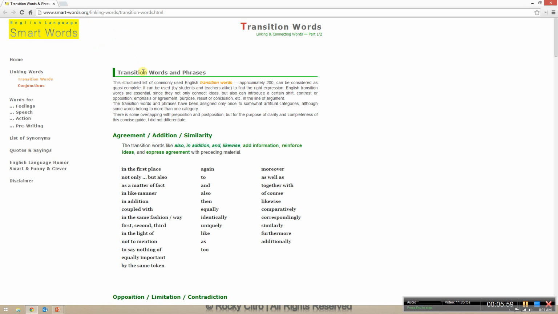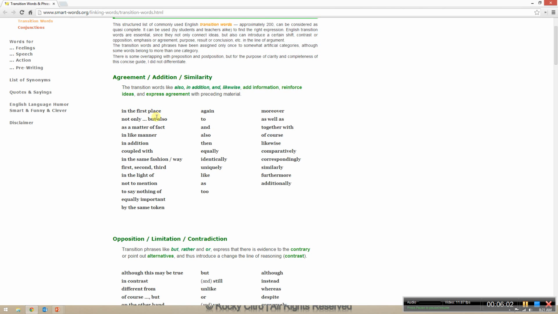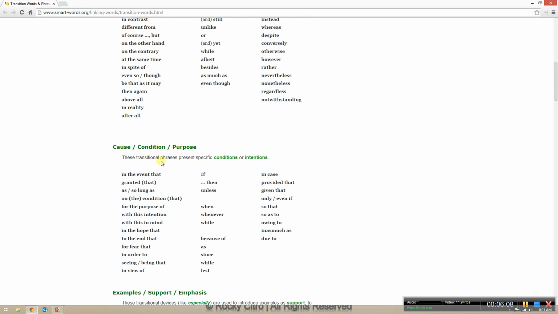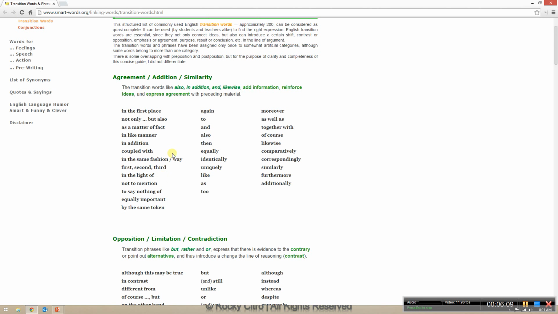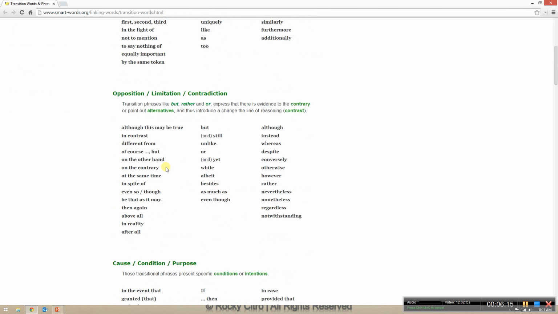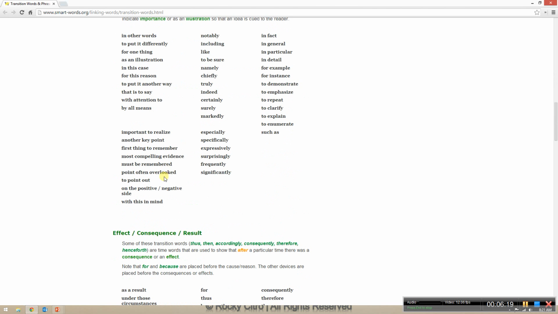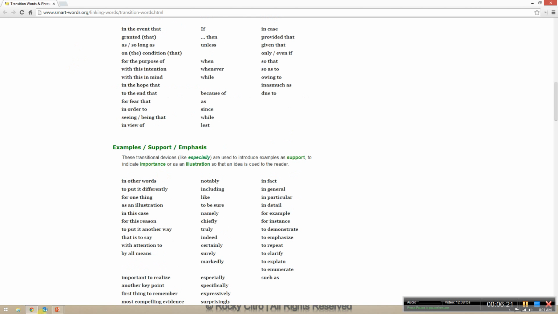Looks like smartwords.org. First time I've seen this one, but they did a nice job here of organizing the different transitions: similarity, limitation, contradiction, condition, things like that. And they are mixed here between words and phrases, but it will hopefully help extend your vocabulary a little bit, give you some ideas, and again, it's nicely organized. You could search online for other ones as well.